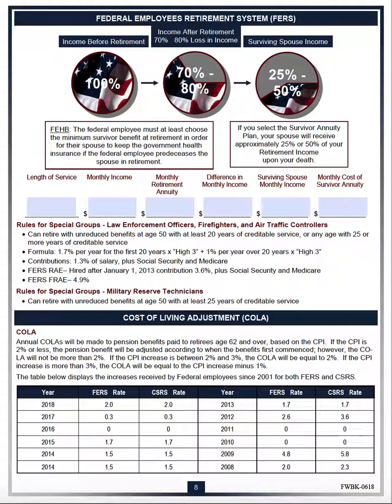FERS page 2 is a review page, again, just like the CSRS, reviewing their current pre-retirement income versus monthly retirement, surviving spouse monthly income, surviving spouse annuity monthly cost. Again, talking about the FEHB, or Federal Employee Health Benefits, and its connection to the survivor's annuity. Rules for the special groups, again, law enforcement officers, firefighters, air traffic controllers of the FERS system, as well as the retirement eligibility requirements for military reserve technicians listed below.